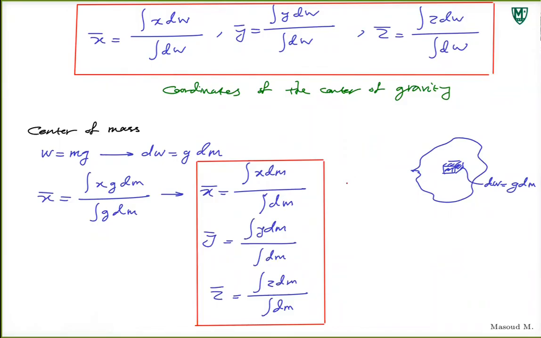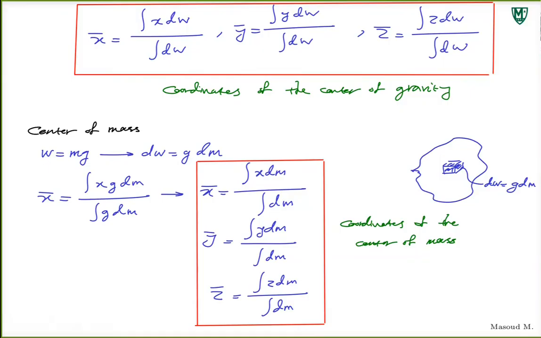As long as we can calculate these integrals, we can find the coordinates of the center of mass. And that's why, throughout the course, I told you center of mass and center of gravity are the same. We calculate them differently depending on what information we have, but at the end, for a rigid body, they are the same point. You see, g is the only changing factor here and it cancels out.